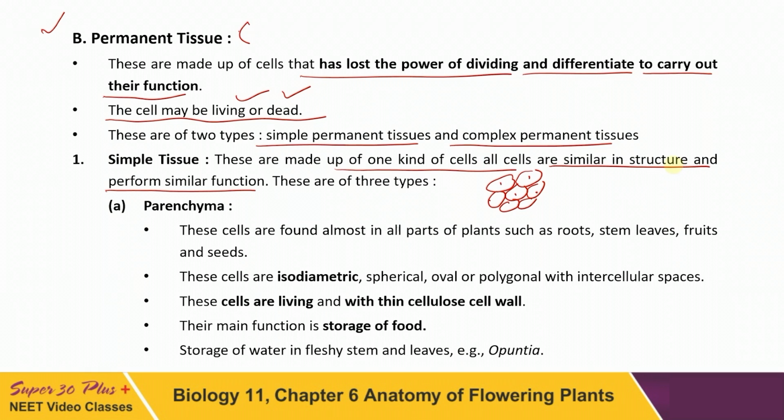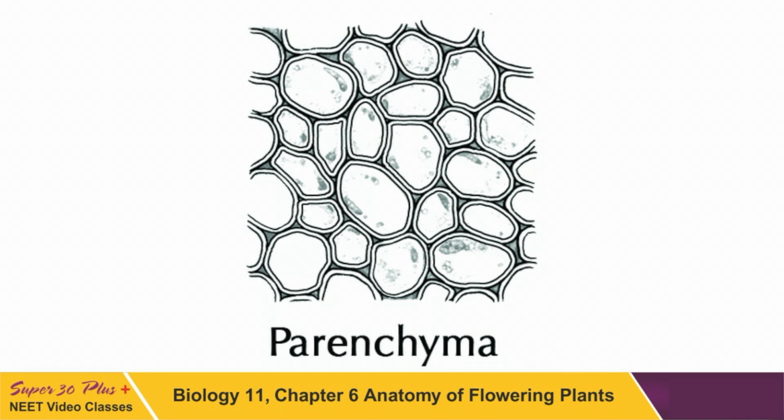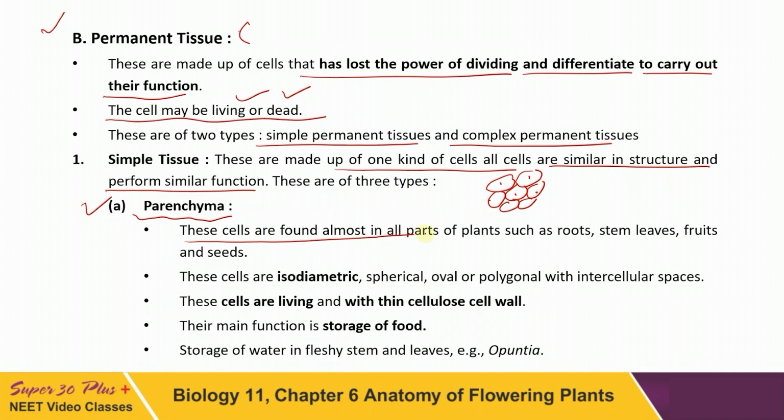See the types of simple tissue now. First, this one is parenchyma, a type of simple tissue. It is the simplest one. They have lost the capacity of division. These cells are found almost in all parts of the plant, that is root, stem, leaves, fruit and seed. The cells are isodiametric. They may be spherical, oval or polygonal in shape with intercellular space.